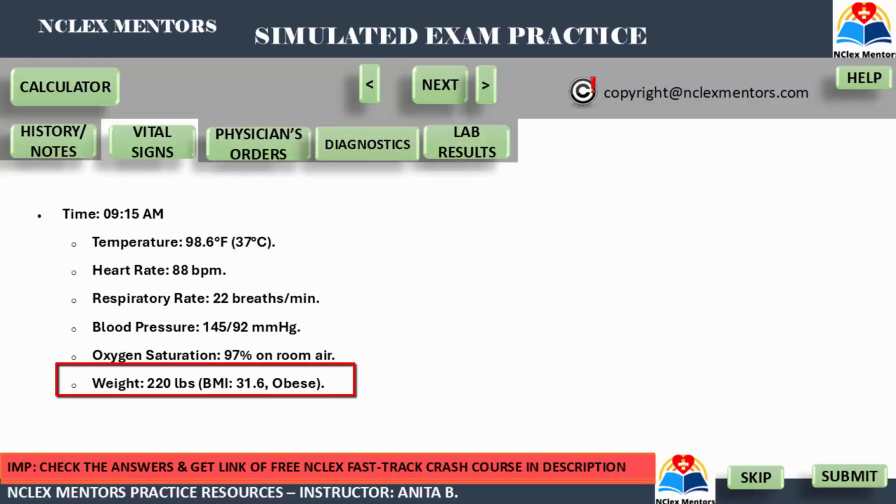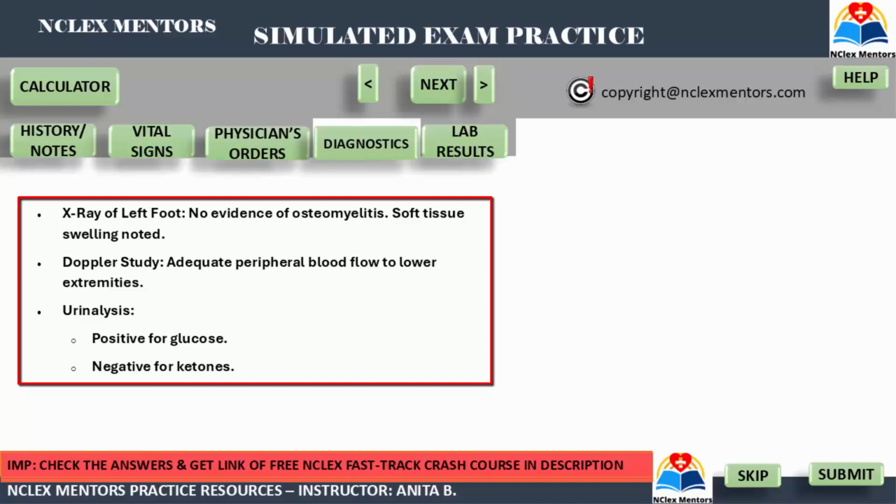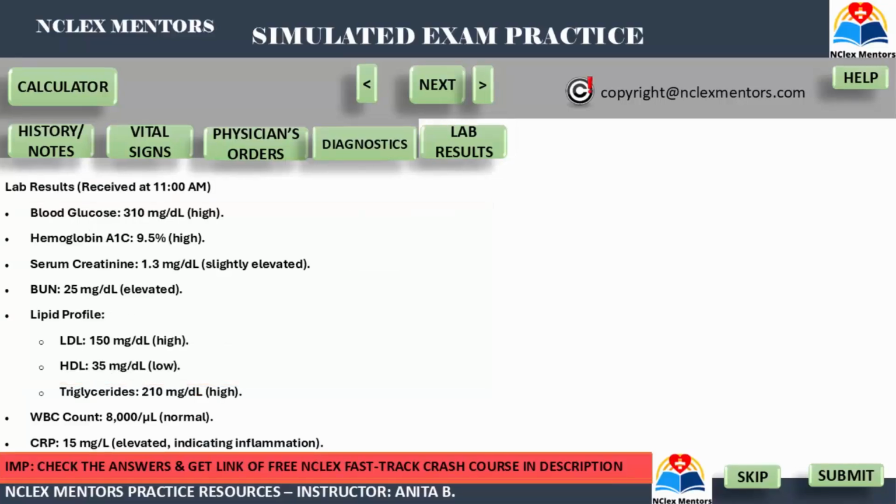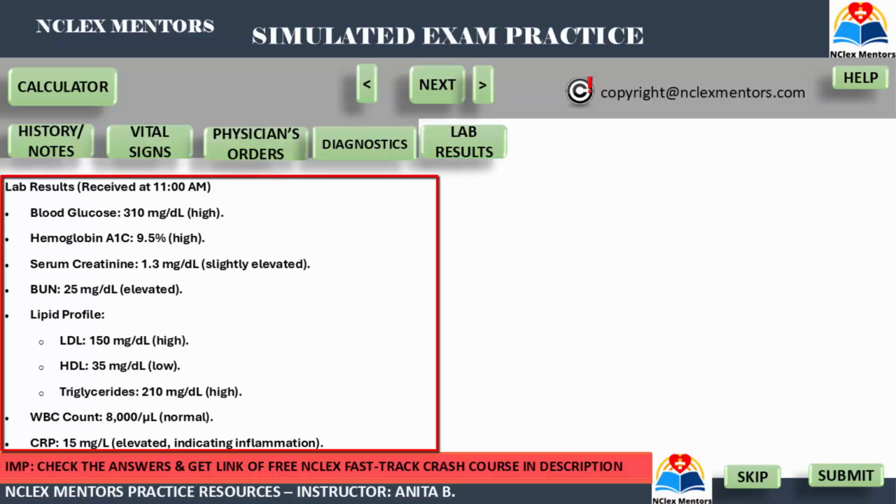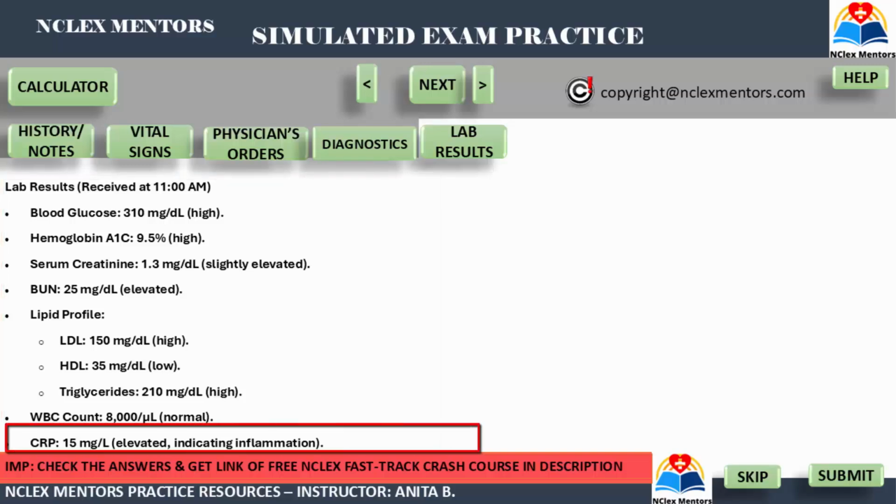Weight and BMI. With a body mass index of 31.6, Mr. Smith is obese, which can increase the risk for complications related to his diabetes and hypertension, including cardiovascular problems. The next tab shows different diagnostic results. The lab results indicate poorly controlled diabetes, high blood glucose and A1C, potential kidney dysfunction, elevated creatinine and BUN, and increased cardiovascular risk, high LDL, triglycerides, low HDL. The elevated CRP suggests inflammation, possibly due to the non-healing foot wound. Immediate management is needed.